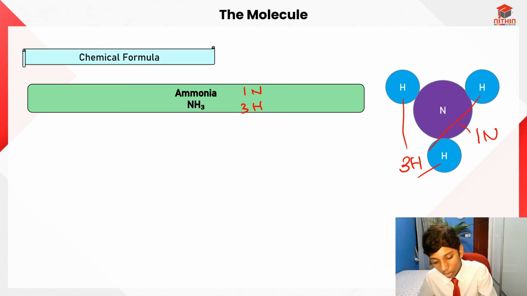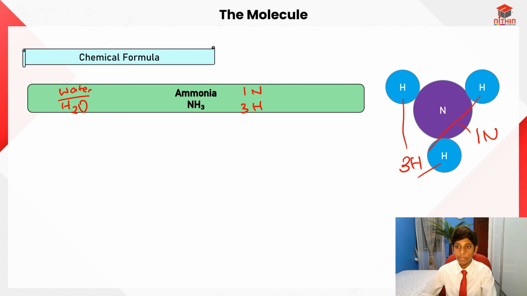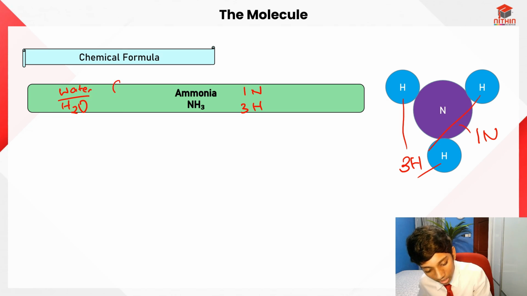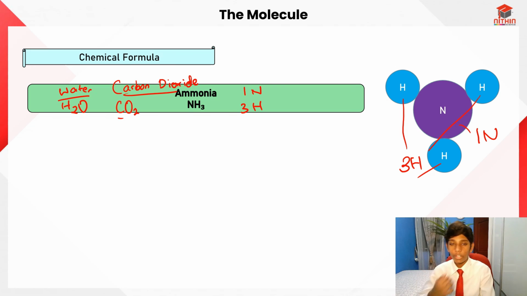And imagine like water. Water is H2O. Carbon dioxide. What is carbon dioxide? Carbon dioxide is CO2. This is one carbon atom and 2 oxygen atoms. So all of these are actually chemical formulas.